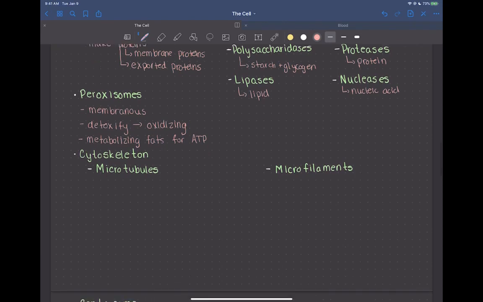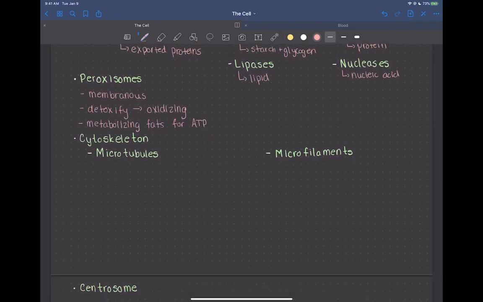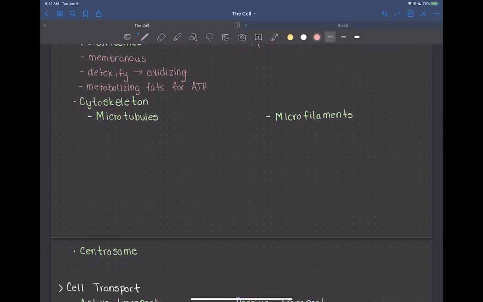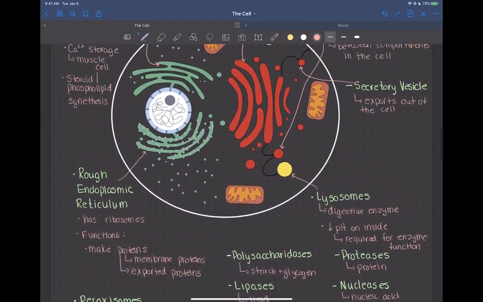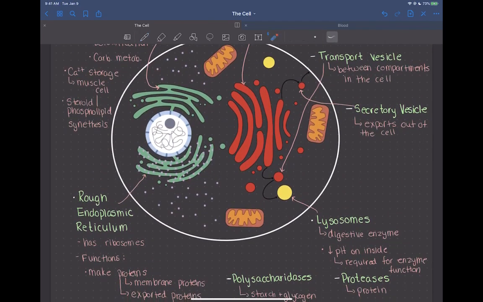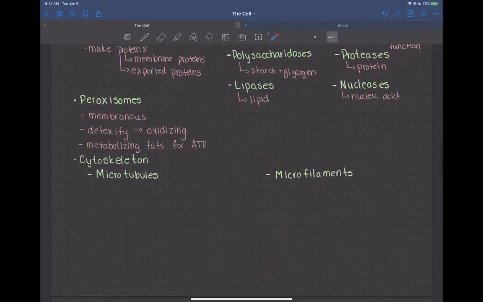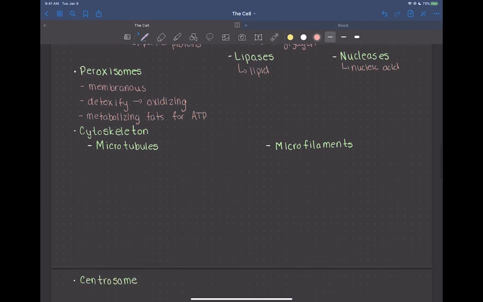And so then our next to the last topic is the cytoskeleton. The cytoskeleton is not drawn in this picture because essentially it would fill this entire picture with a bunch of crisscrossing lines, and that would be really confusing. So the cytoskeleton is the actual skeleton inside of the cell. And you need to know two components that make up the cytoskeleton.